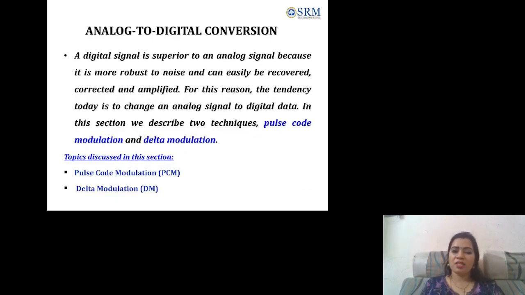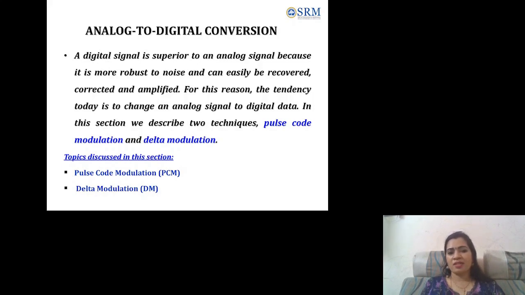Hello everyone, in this video we are going to discuss analog to digital conversion. In order to do this conversion, we have two techniques: pulse code modulation and delta modulation. Before moving on to that, let me clarify what we mean by digital and analog signal.